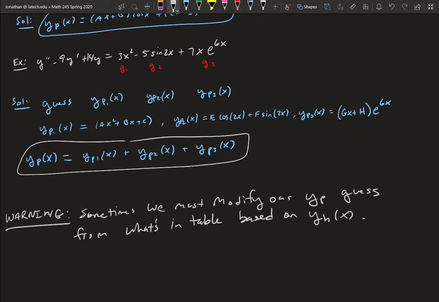We'll start off with one more example next time. We'll go through, find the coefficients, and then we'll talk about when you can't just use the table directly. When do you have to modify the table guess? So we'll do that next time. But we'll wrap it up here for today.